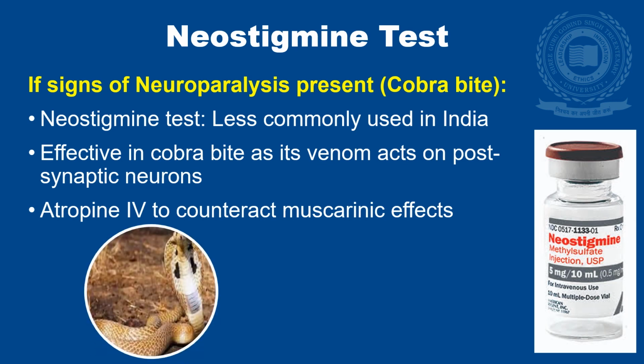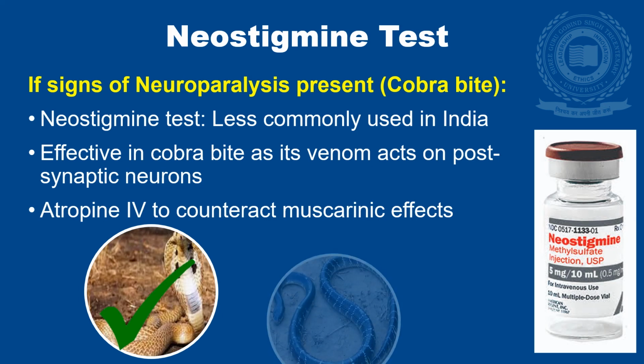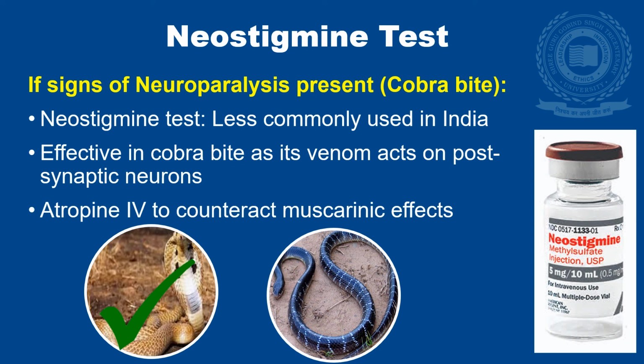Just see the photograph. In cobra bite, which is also neuroparalytic venom, we use neostigmine along with atropine. But in krait, which is also a second example of neuroparalytic snake bite, here we don't use neostigmine because it is ineffective, as it acts on postsynaptic neurons, while krait venom acts on presynaptic.